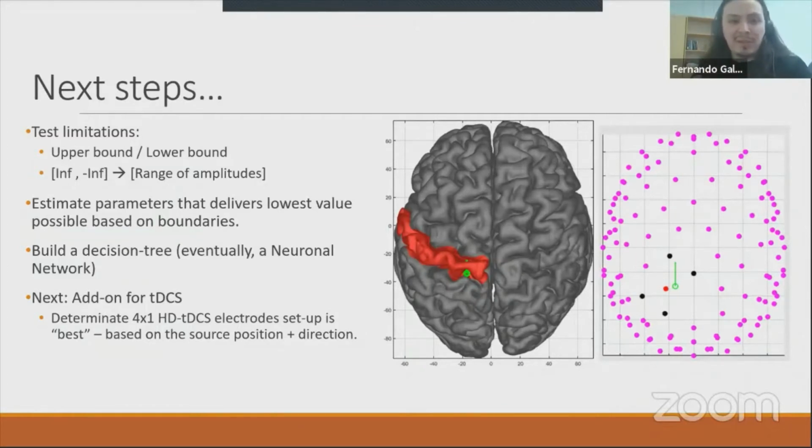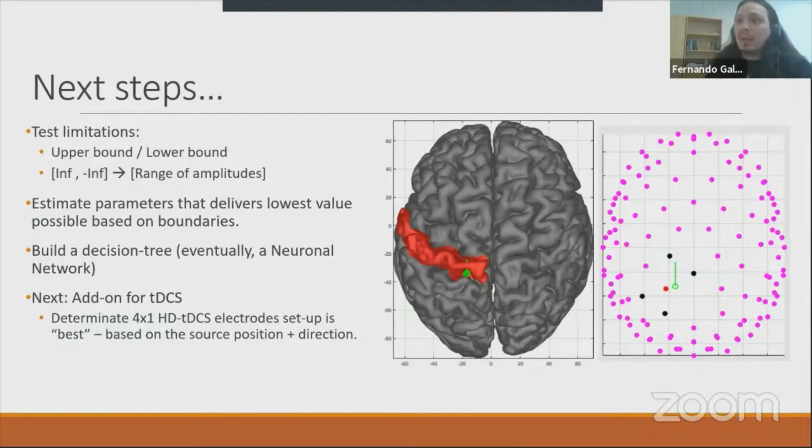And also the next step will be to build a decision tree, and eventually that will lead to an artificial neural network where we can integrate the results obtained based on the position of the source. It can be the limitations of the test, the range of how many electrodes are allowed to be used, because in these studies we use 128 electrodes.